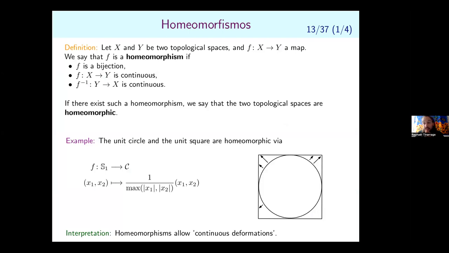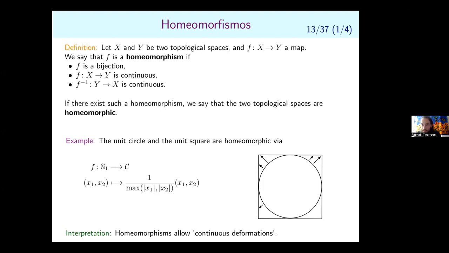Let's start by comparing spaces with the homeomorphism. I will use the same notations every time in this course. X and Y will be topological spaces, and I consider a map F that goes from X to Y. F is called a homeomorphism if it is a bijection, it is continuous, and its inverse is continuous. You could say that a homeomorphism is a bicontinuous bijection. If there exists a homeomorphism between two spaces, then we say that they are homeomorphic. Okay?